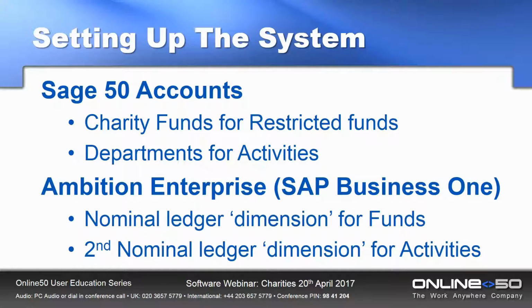In Ambition Enterprise, SAP Business One, we're using a dimension on the nominal ledger for the charitable fund, and another dimension on the nominal ledger for the activities. So we're going to have a look in the software now to see how it's set up, and once again I'm going to hand over to Tiffany.